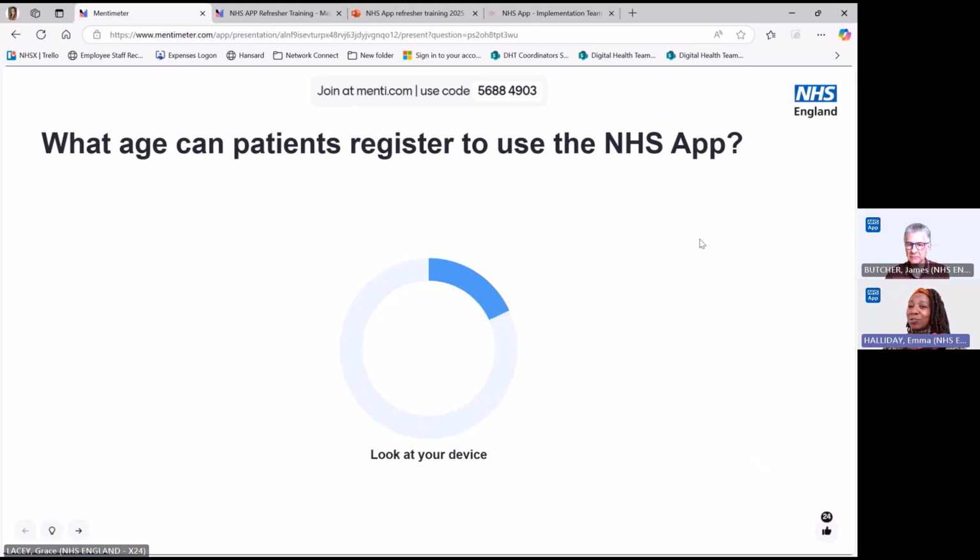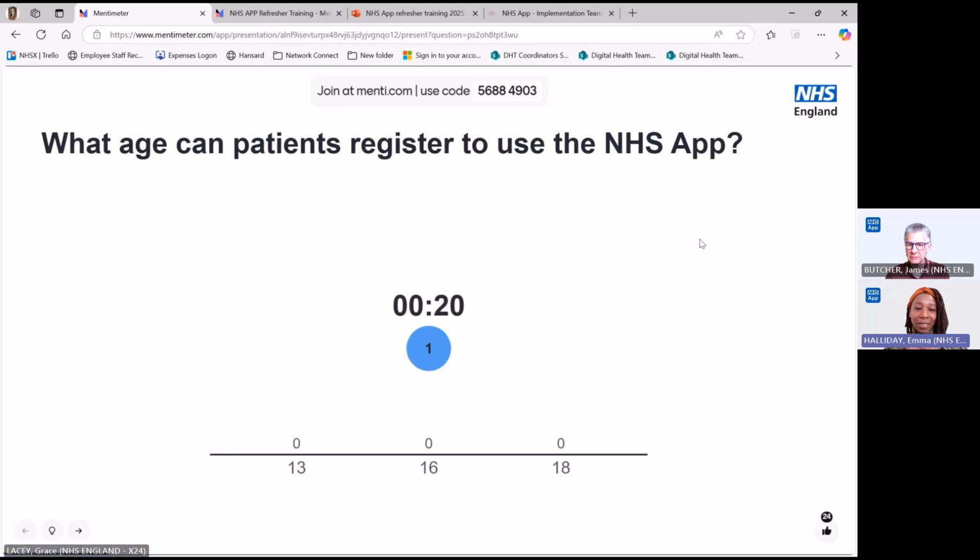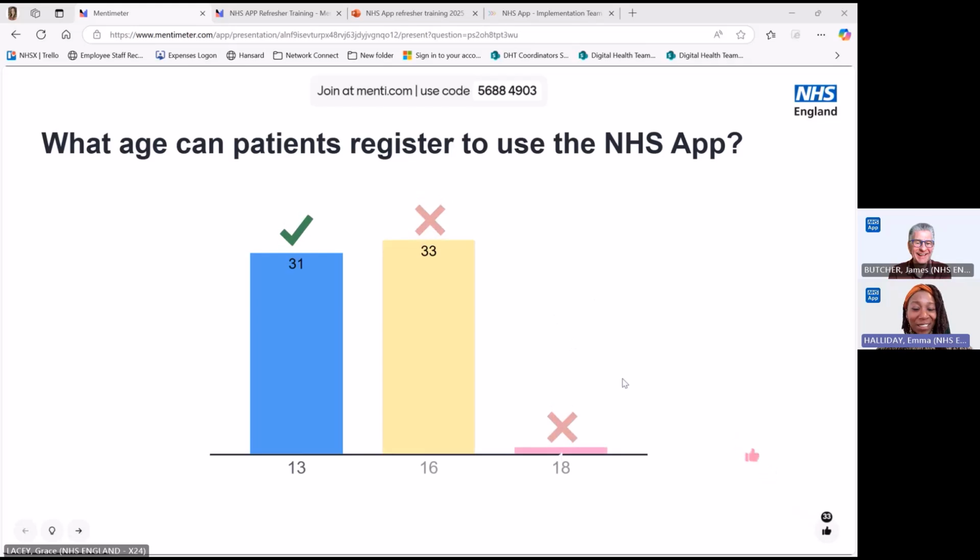So what age can patients register to use the NHS app? Is it 13, 16 or 18? And you see that there's a little timer there, giving you a bit of time to answer that question. What we did have before when we were trialing it was a fastest finger first, but we thought we'll take that pressure off, and we just want to know if you get the right answer.